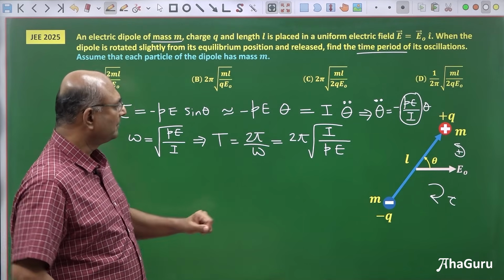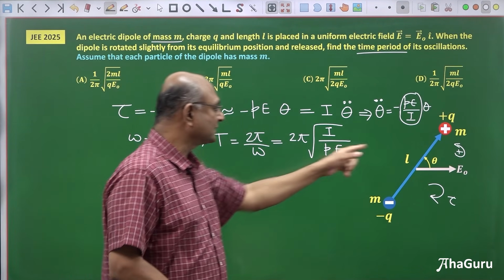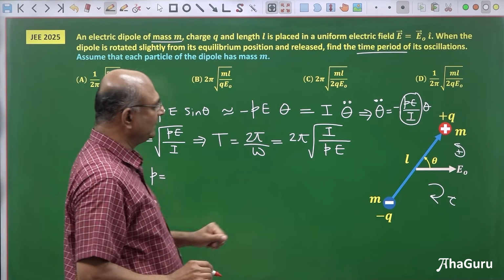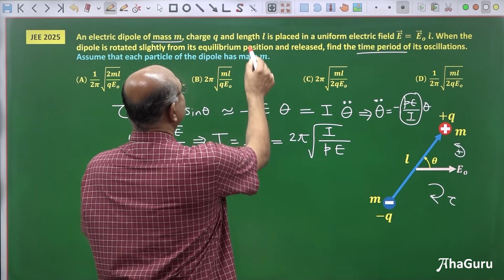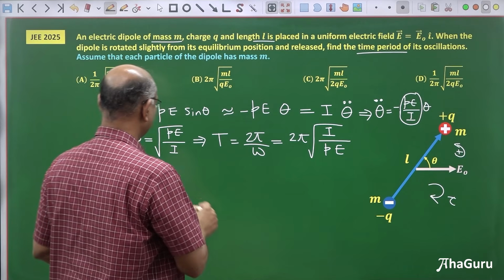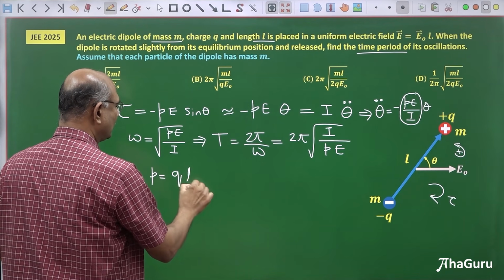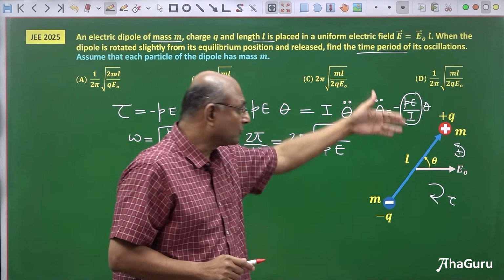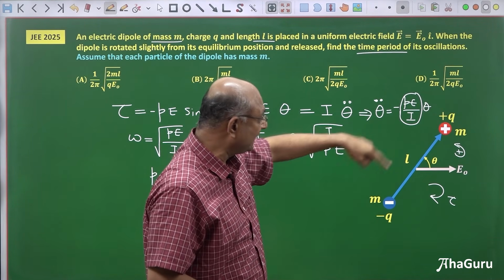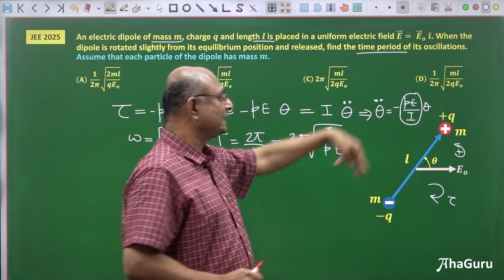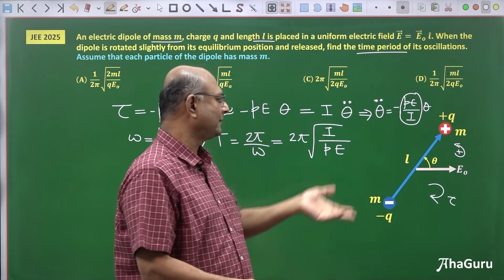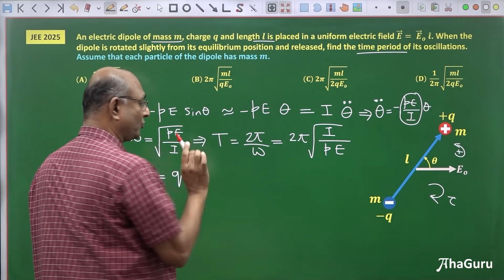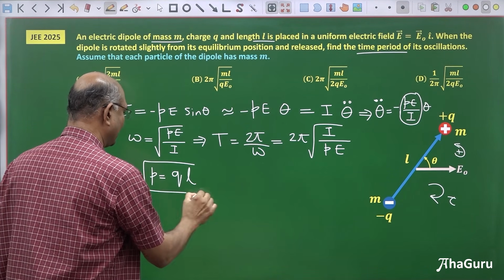All that is fine, but I need P. E of course is E naught, so that's not a problem. What about P? The dipole moment is Q into L. Length L is given, charge is Q. Is it 2QL or just QL? The 2QL that you generally learn from the NCERT textbook is because they take the length as 2L. If the length is 2L, then it will be 2QL, that is Q into the distance. Here the length is L, so it is Q into L. Keep that in mind.